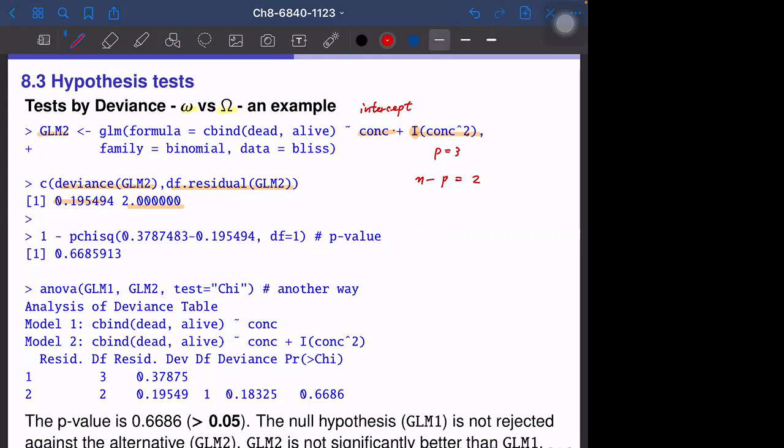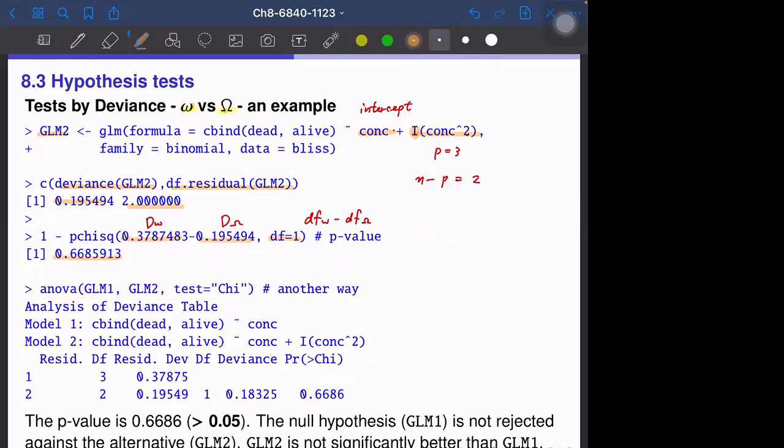So what's the test to compare omega and capital omega? Then we take the difference between deviance. So this is the deviance for the smaller model and the deviance for the larger model. And the degrees of freedom is the degrees of freedom for the smaller model minus the degrees of freedom of the larger model. Oh, sorry, the other way around. So df for omega minus df for capital omega, so this is 3 minus 2, so this is 1.